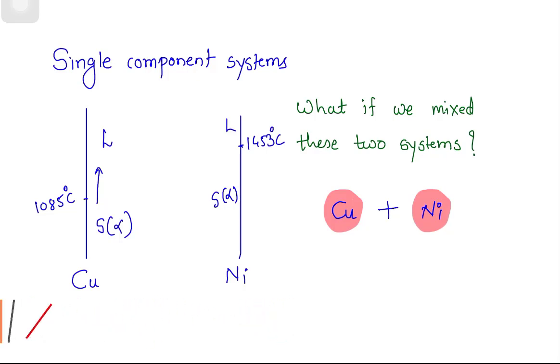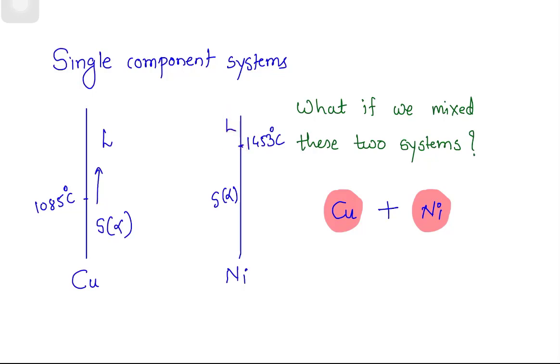Before that we will take an example. Suppose we have a unary element copper and nickel. The melting point of copper is 1085, the melting point of nickel is 1453 degrees Celsius. It means that below 1085 it will be in a solid state, that solid we call as alpha. Above that it will be in a liquid state, that we call as L. Similarly for nickel, below 1453 it will be a solid, that we call as alpha. Above 1453, since this is the melting point, it will be a liquid.